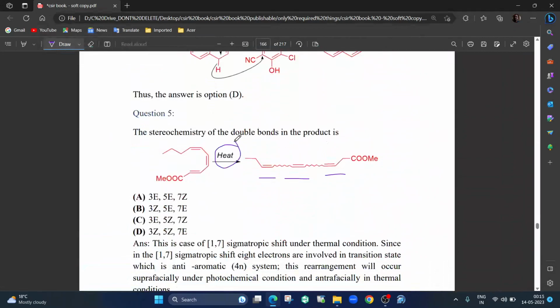In heat condition it is a 1,7 sigmatropic shift. 7 plus 1, 8 electrons are involved, so it is a 4n system. So a 4n system should generally happen by photochemical reaction, but 1,7 can occur in both photochemical and thermal conditions, because it's a very long bond, and so they can rotate and reach each other. In photochemical condition it will occur suprafacially, but in thermal condition, what is given here, the attack will occur antarafacially, which is not needed here, but I was just revising for your sake.